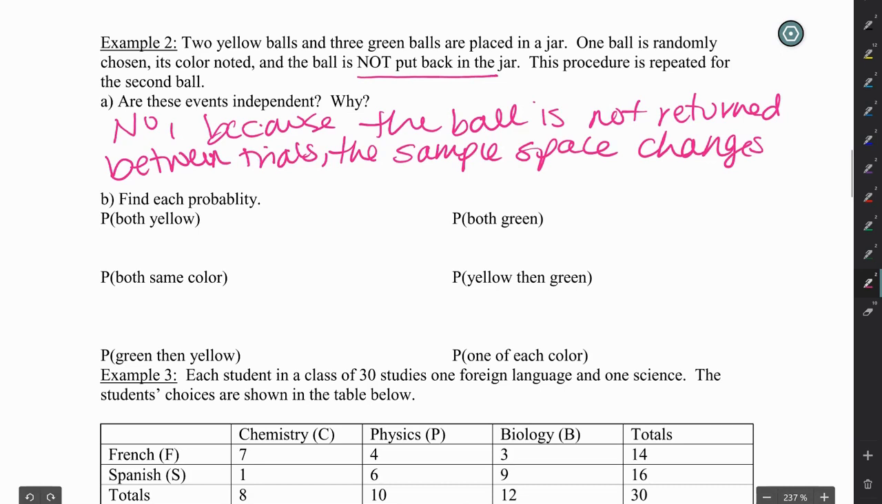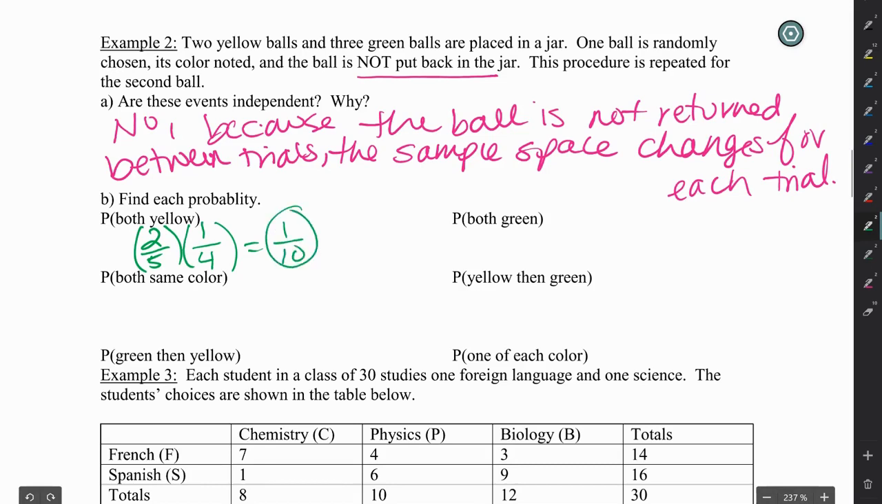And you can even add in there the sample space changes for each trial. So this time, the probability that both are yellow: the probability that the first one is yellow is 2/5. But now I've taken out a yellow, so there's only one yellow left out of 4 altogether, which gives us an answer of 1/10.